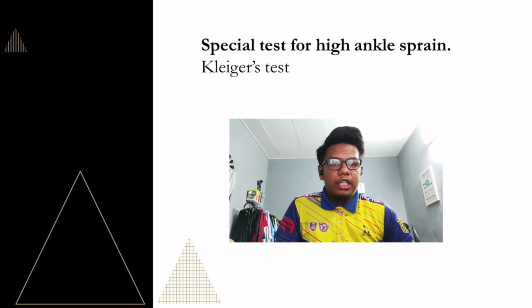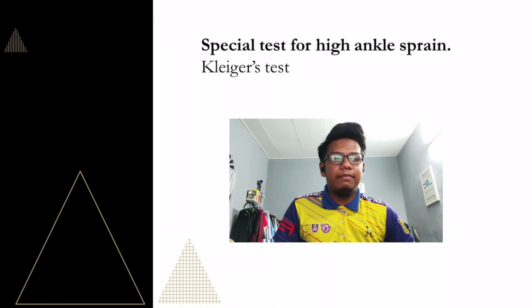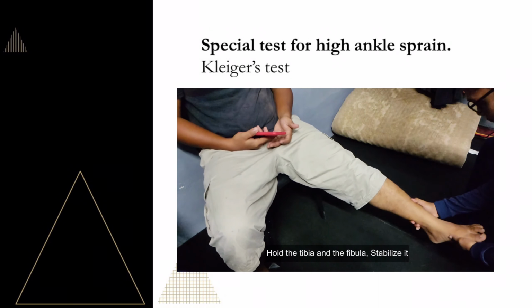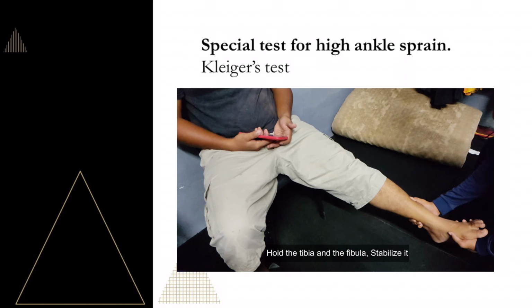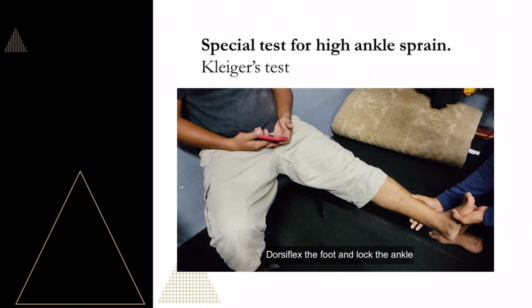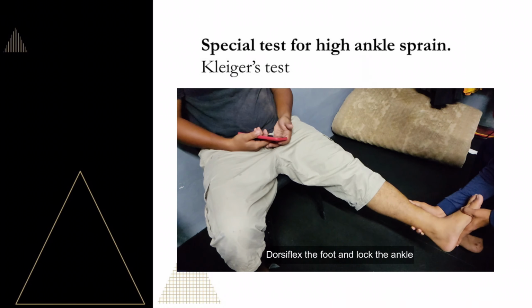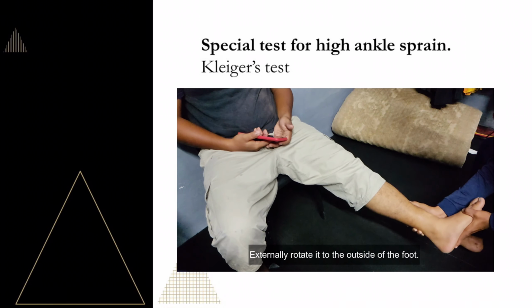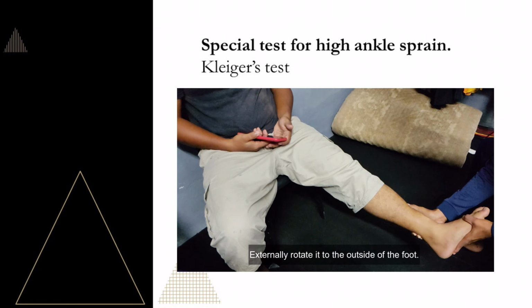Okay, so for the clinical assessment of syndesmotic ankle sprains, we use the Cotton test, as a special test for the high ankle sprain. Let me show you how the test is done. The first step is you hold the tibia and the fibula like this and stabilize it a little bit. Then dorsiflex the foot and lock the ankle just like I do. Last one is to externally rotate the foot to the outside.